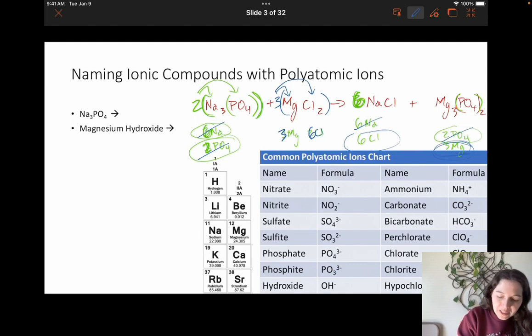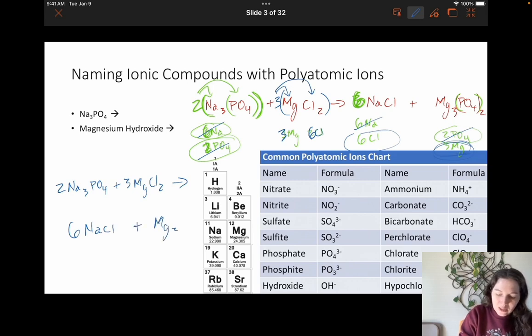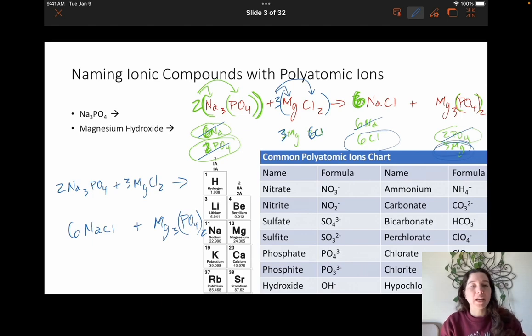So your final answer would be 2 Na3PO4 plus 3 MgCl2 goes to 6 NaCl plus Mg3(PO4)2.